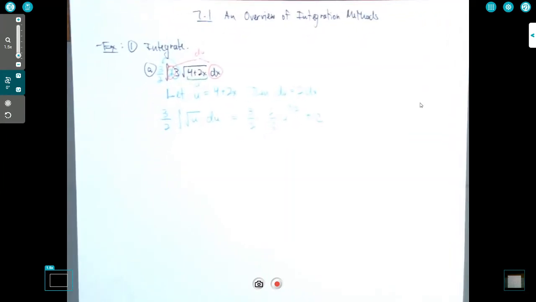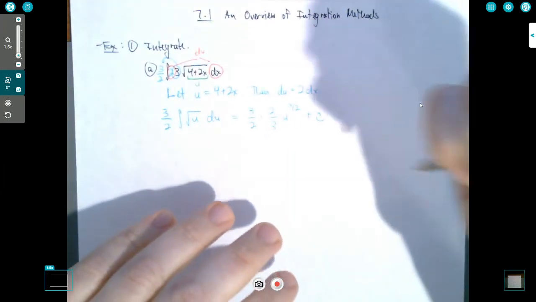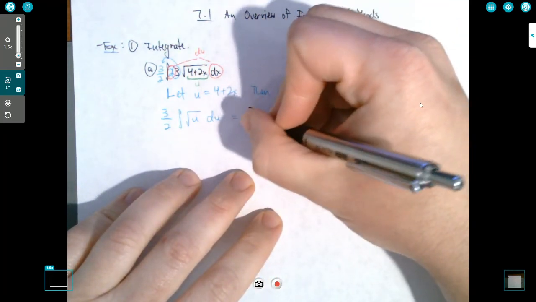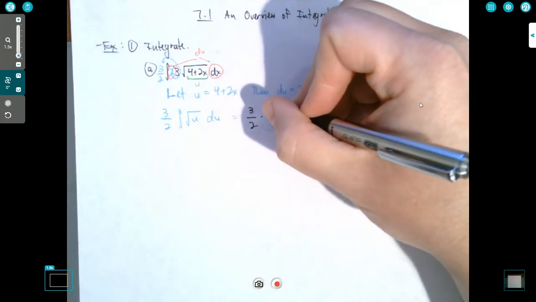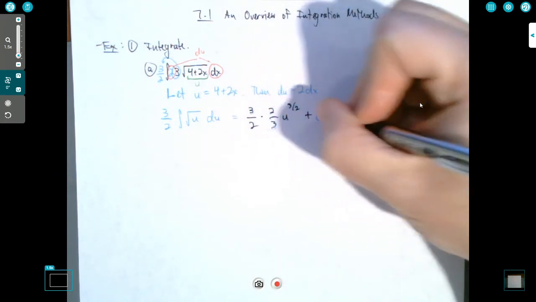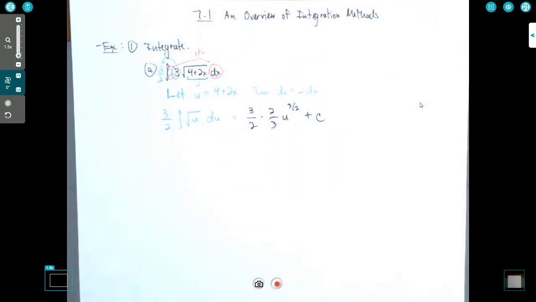Man, that's really terrible. Geez, I wonder if it's better if I just use black ink here so you can see what I'm writing. 3 halves times 2/3 u to the 3 halves plus c. Yeah, that's better. Why is it so dang fuzzy?